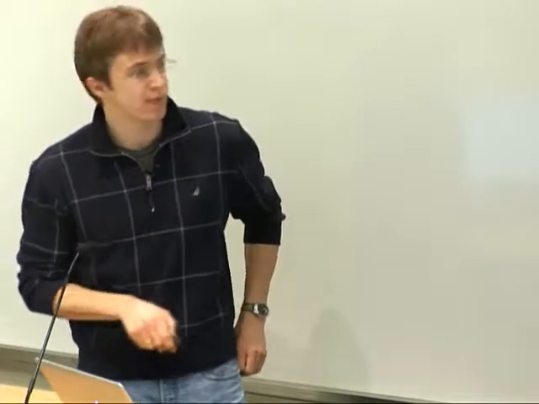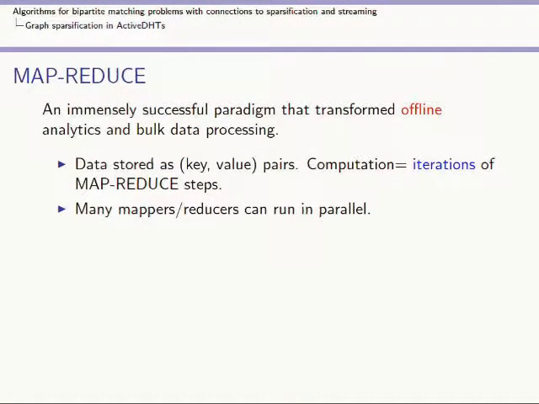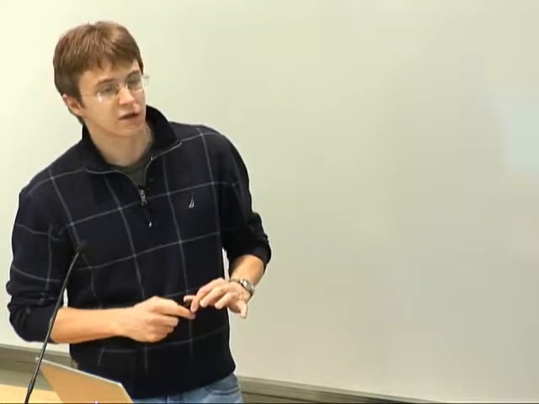It should be noted that efficient implementations are known for the random access model and the one-pass streaming model, but we also want to be efficient in the distributed setting. Okay, so let me say a few words about what active DHTs are, but before I do that, I need to remind you what MapReduce is. MapReduce is this immensely successful paradigm that recently transformed offline analytics and bulk data processing.